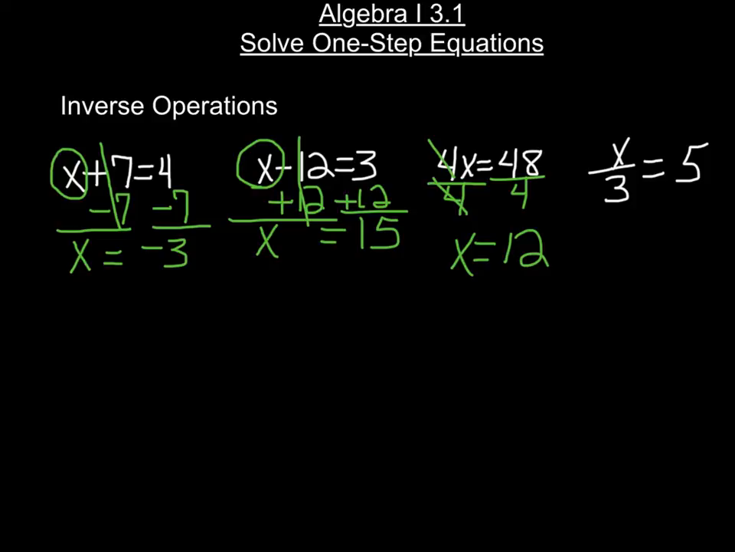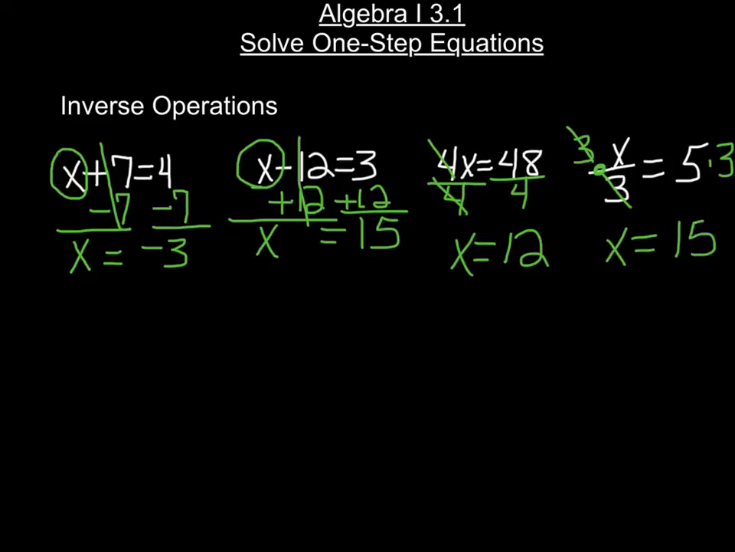The last example that we're going to look at on this page is x divided by 3 equals 5. If x is being divided by 3, we need to do the inverse operation, which is to multiply by 3. If we multiply the left by 3, we multiply the right by 3. That cancels that out, and 3 over 3 is 1, so we get x equals 15.